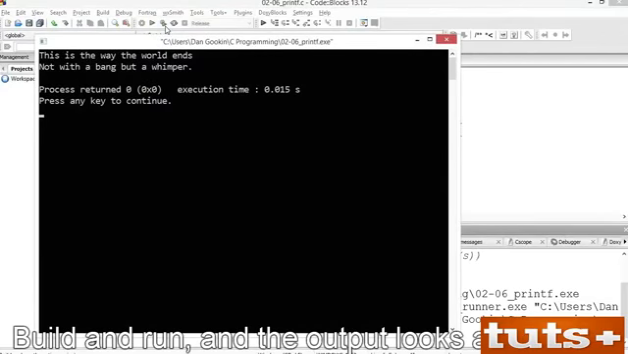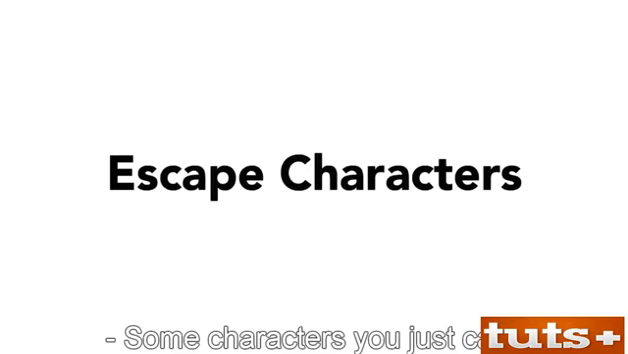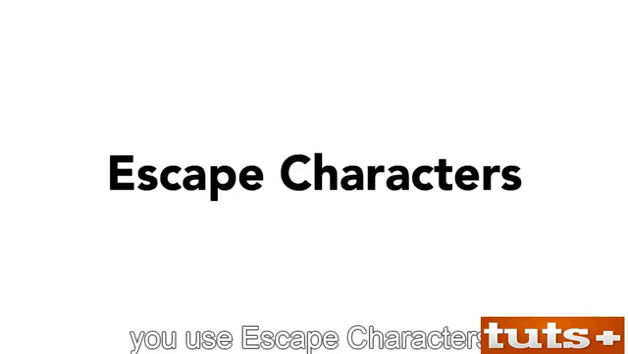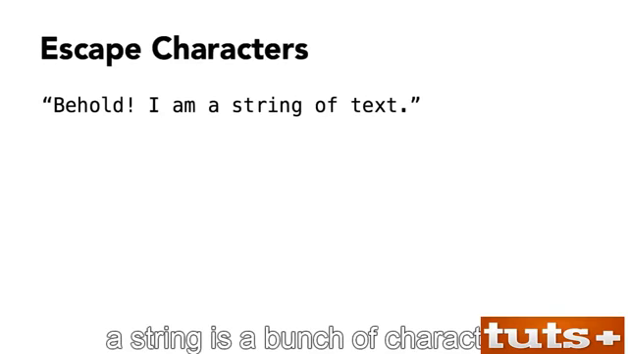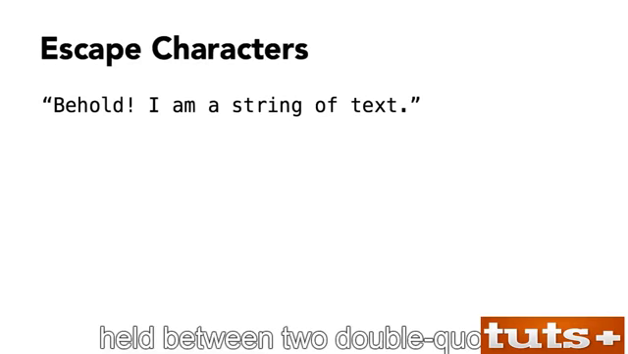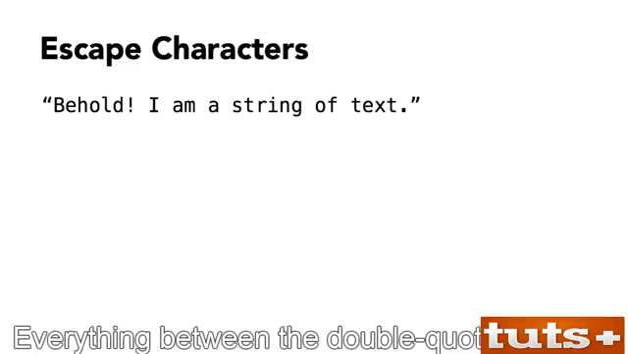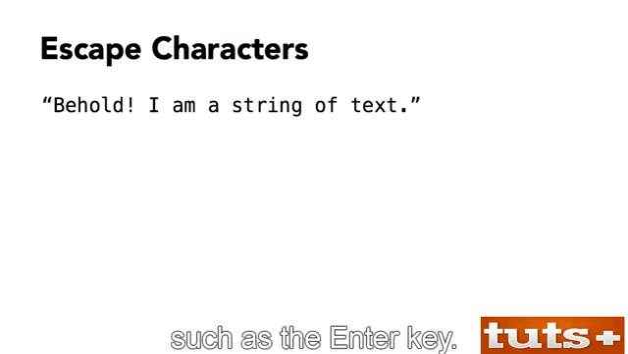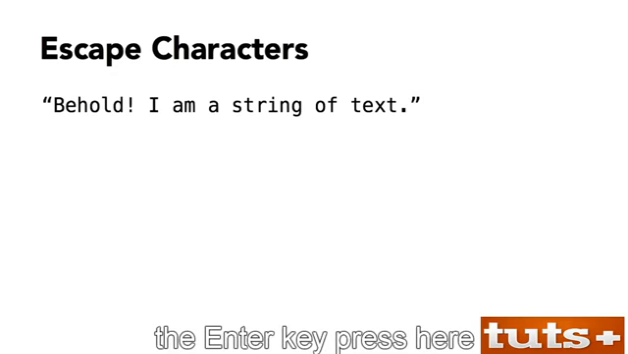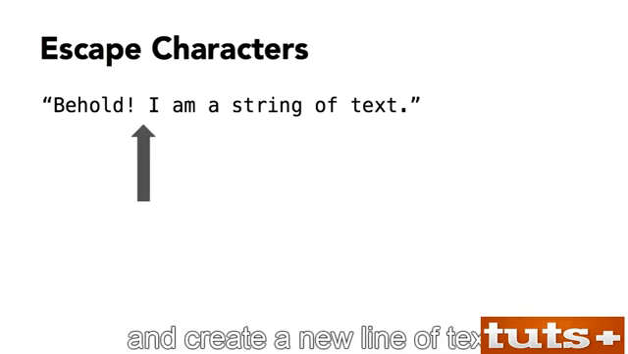Some characters you just can't put into a string. To sneak around this limitation, you use escape characters. In the C language, a string is a bunch of characters held between two double quotes. Everything between the double quotes counts, but sometimes you can't type a character, such as the Enter key. For example, if you wanted to put the Enter key press here and create a new line of text, the result would be two lines in the editor, not the output.